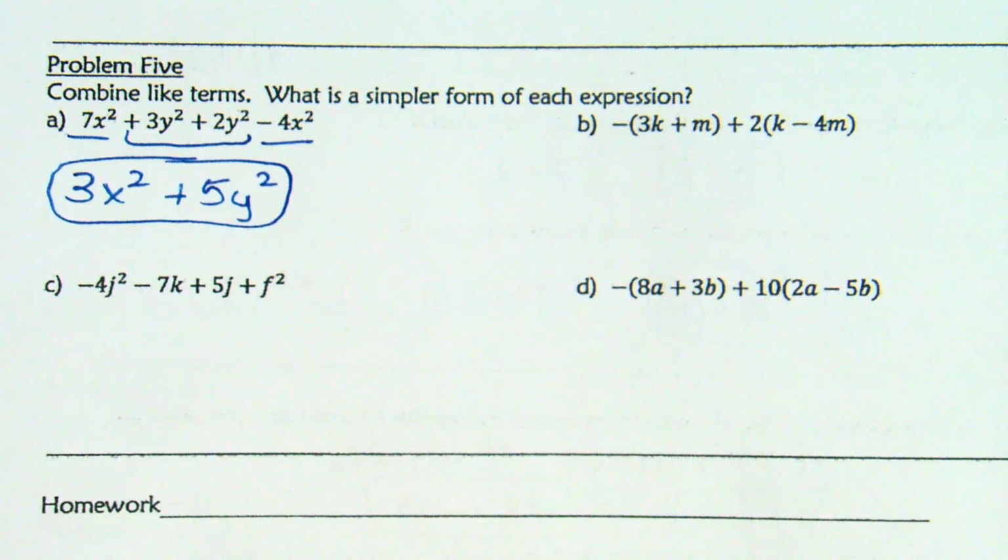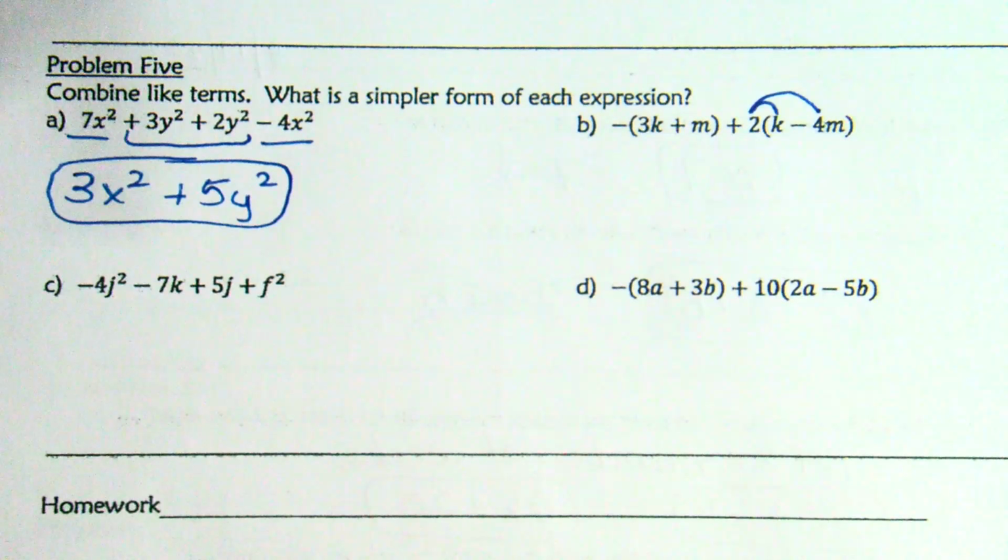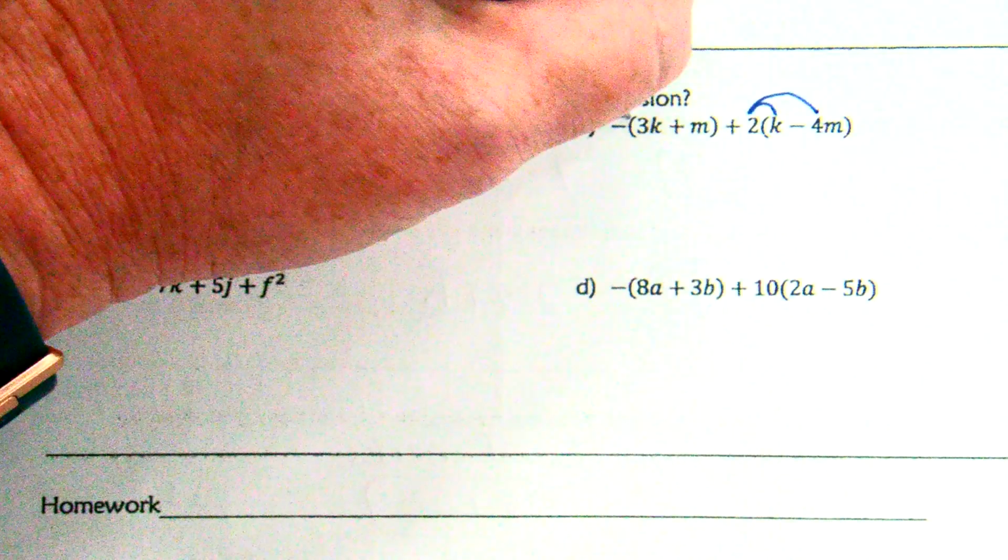Okay, B. You've got the negative of 3k plus m plus 2 times k minus 4m, excuse me. What's got to be my first step here? Yeah, we've got those parentheses. So we're going to have to distribute the 2. What else are we going to have to do? Yeah, this negative out front also requires a distributive property.